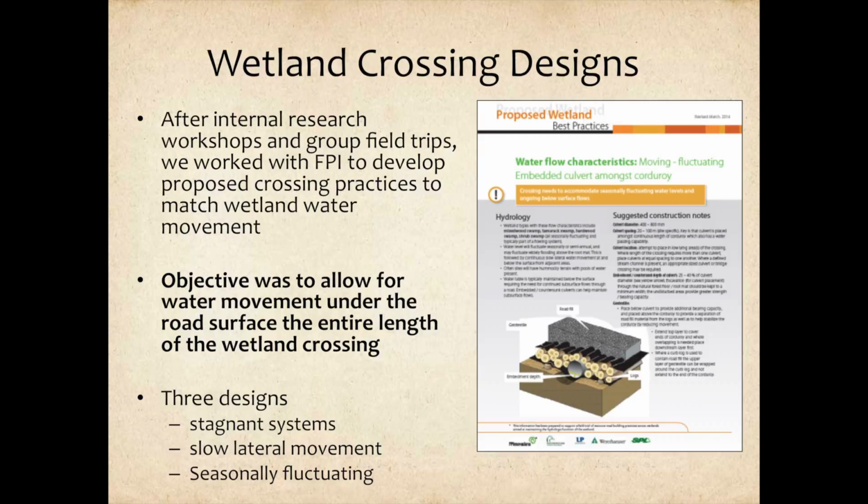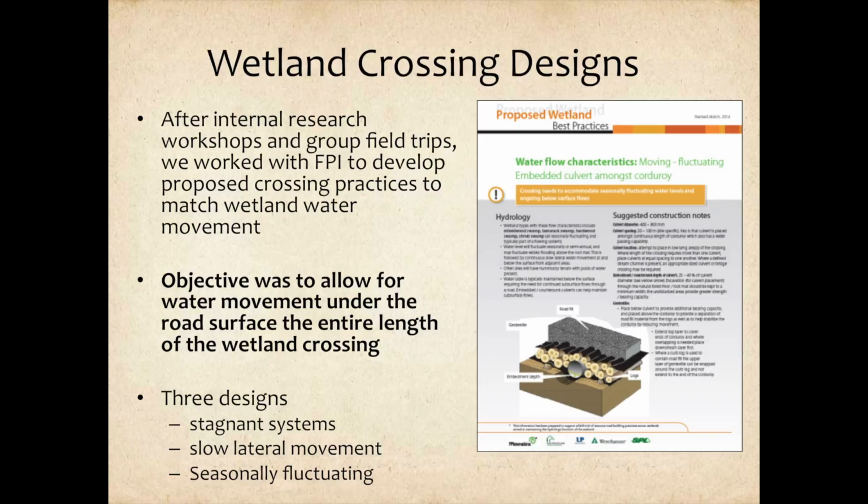Working with our partner FP Innovations, we worked to develop some preliminary road crossing guidelines based on those three principal categories of stagnant, moving laterally, and moving vertically and horizontally. And so this became sort of the template to build some test roads, with the intent to match the wetland hydrology of the different wetlands that we had there. I want to point out that this was a field trial, but the primary objective was to allow the water to move under the road surface the entire length of the road. Bev is giving me the gears.